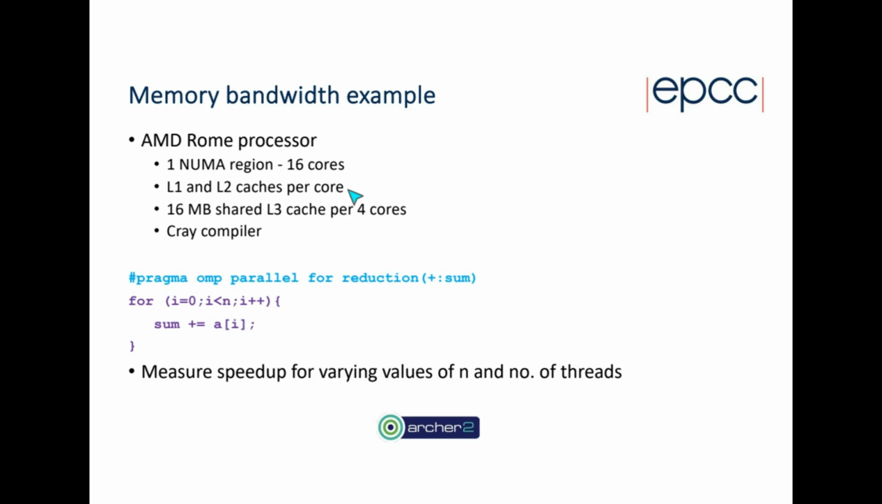On this chip, we've got level 1 and level 2 caches per core. And then there's a slightly complicated design: we have 16 megabytes of shared level 3 cache for every set of 4 cores.